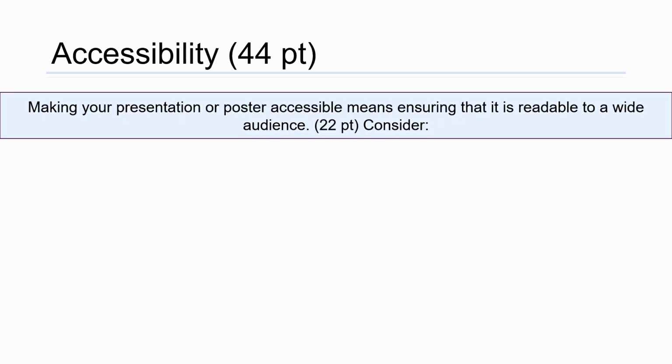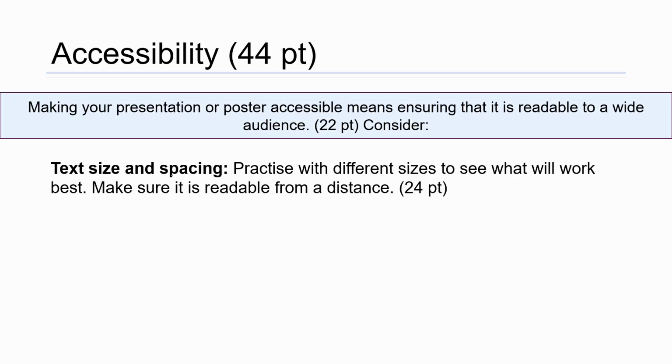Accessibility. So the title, as you can see there, I've put in brackets just to show you, is in 44-point font. Now, making your presentation or poster accessible means ensuring that it is readable to a wide audience. And the font of that text there is 22 point. Consider size and spacing, so practice with different sizes to see what will work best. Make sure it is readable from a distance. That font is 24 point.